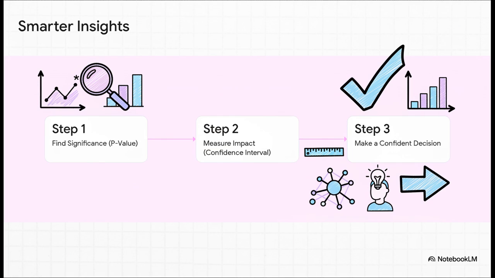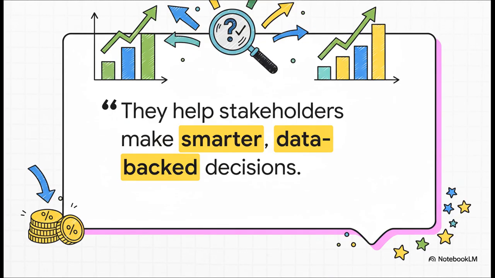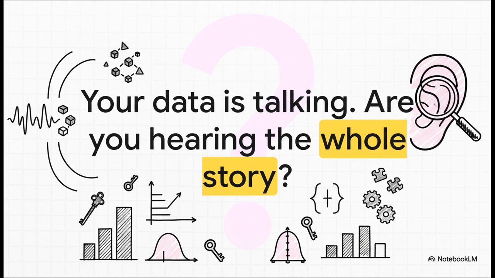Here's a simple 3-step playbook you can use every time. Step 1. Use a p-value to see if anything significant even happened. Step 2. Immediately follow up with a confidence interval to measure the size and certainty of that impact. And then, step 3, use that complete picture to make a truly confident decision. Because that's the whole point, isn't it? When you can walk into a meeting and tell your stakeholders, hey, the discount definitely worked, and we're 95% confident it's going to increase our sales somewhere between 8 and 16%, you are giving them exactly what they need to make a smart call on what to do next. So, the next time you get a significant result from your data, I want you to stop and ask yourself, your data is talking, for sure, but are you really hearing the whole story?